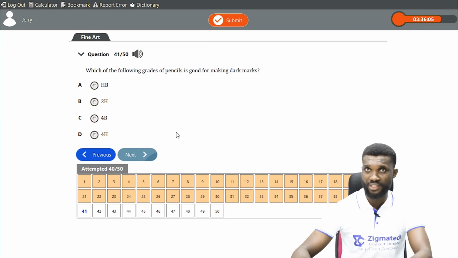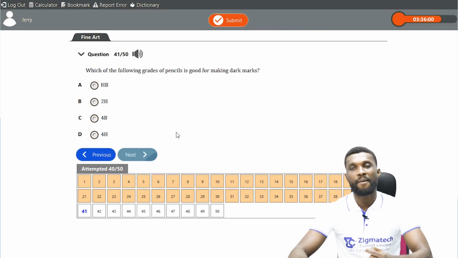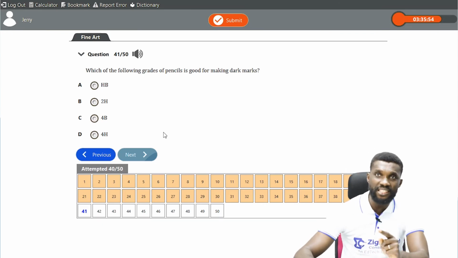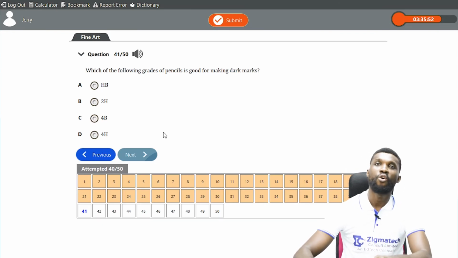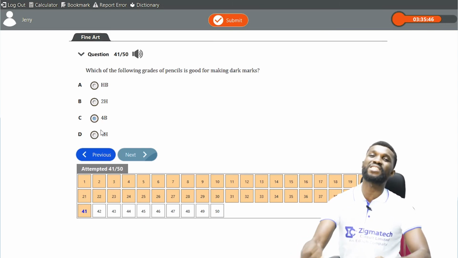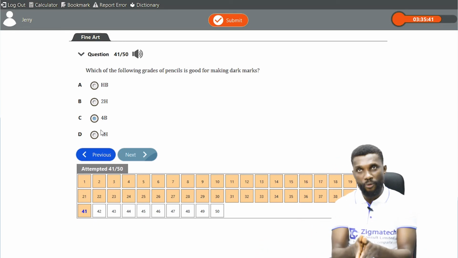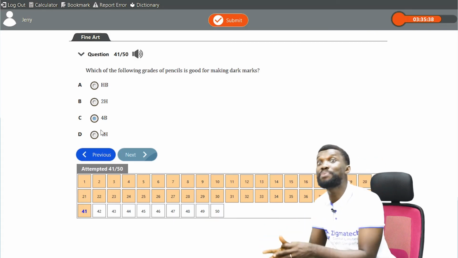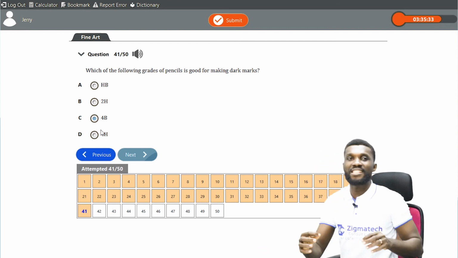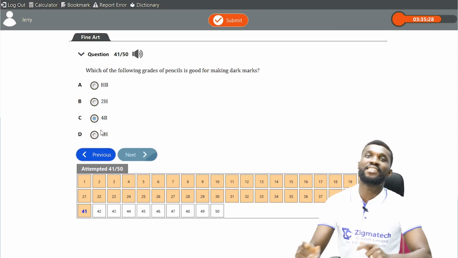Therefore, if you fall back to the question, now they ask, which of the following grades of pencil is good for making dark mark? A, HB, B, 2H, C, 4B, D, 4H. Now, common sense will tell you it is what? C, 4B, which is 4 times black. Now we have 2B, 3B, 4B, 5B, 6B, down to 12B, which is the 12 times soft and black. So all these have their different texture and different tonal gradations.